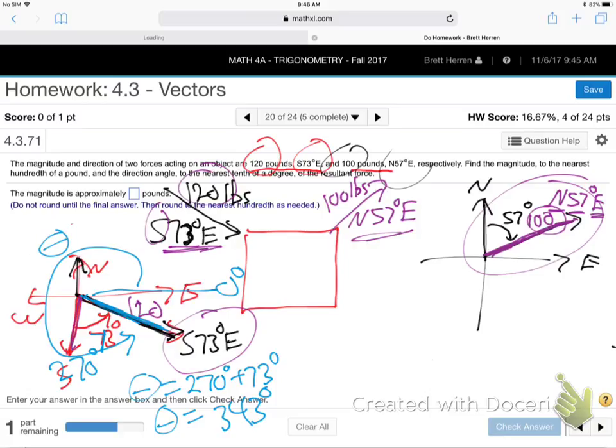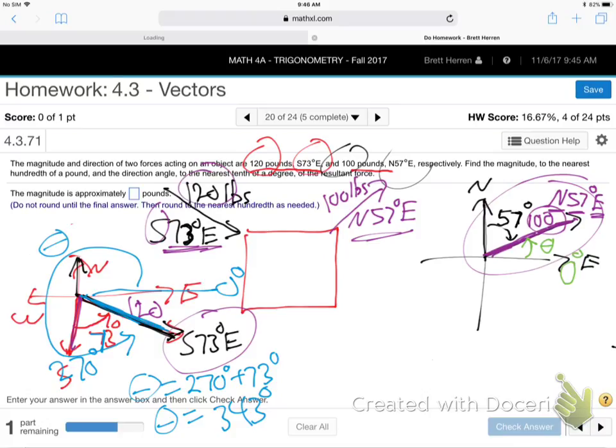Give you a second to try that. I don't know if you can read my writing. This is 57 here. Let me make that a little nicer. There. So find the actual angle of this one. That means from 0. Actual angle means from 0. So this is 0 here, and this is the angle theta right there, from 0 to the angle. Just like this one was from 0 to the angle.